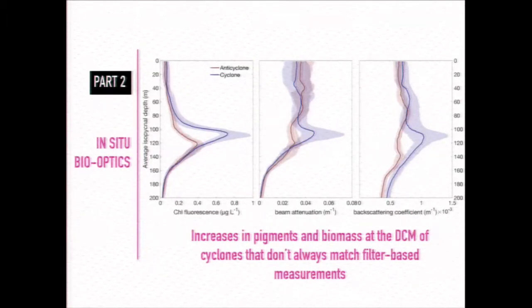And what they repeatedly have measured is that in the DCM of the cyclone, we measure higher concentrations of fluorescence, beam attenuation, and backscatter, so the optical proxies of pigments and particle concentration. And this is not one observation. This, for example, is the median of 600 profiles versus other 600 profiles. And this doesn't always match what we expect from filtration-based measurements. And this is something that we need to solve if we are moving more toward autonomous observations to understand this kind of dynamics.